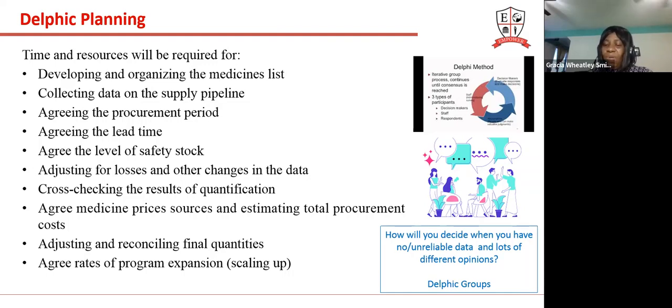Should we scale up? Should we scale down? What is happening according to our environment? How will you decide when you have no or unreliable data and lots of different opinions? We need to form Delphi groups.